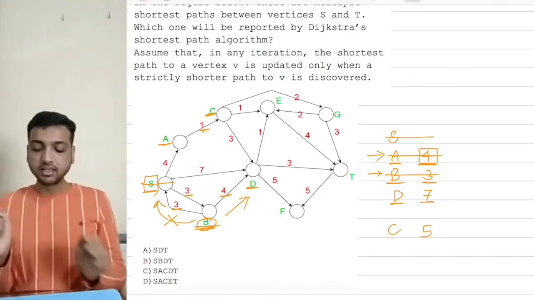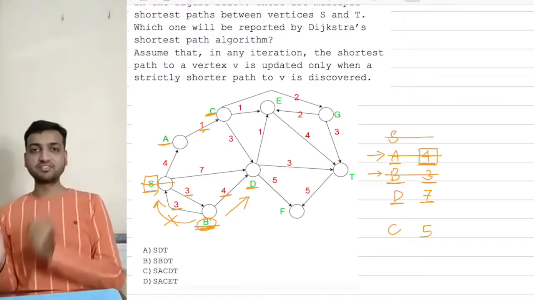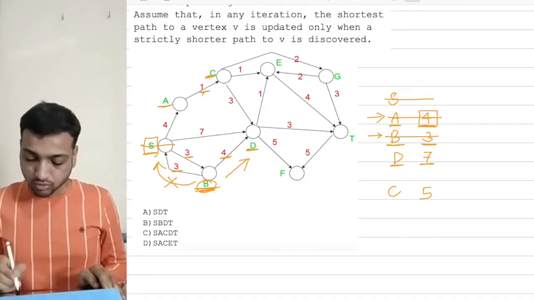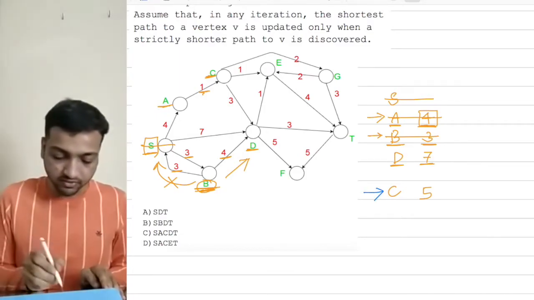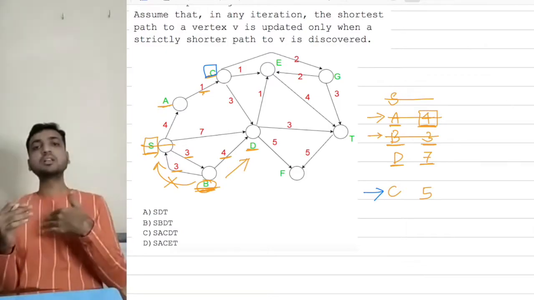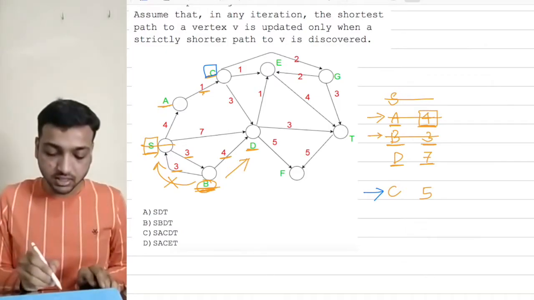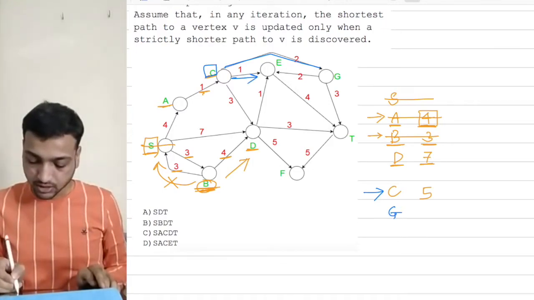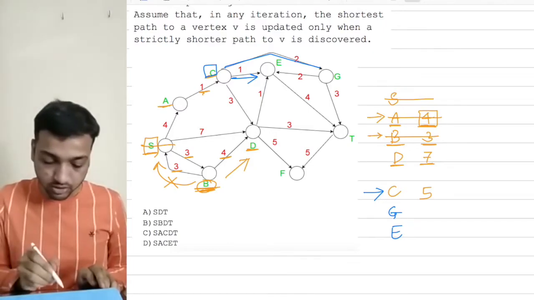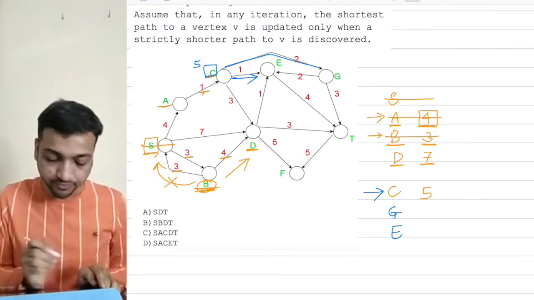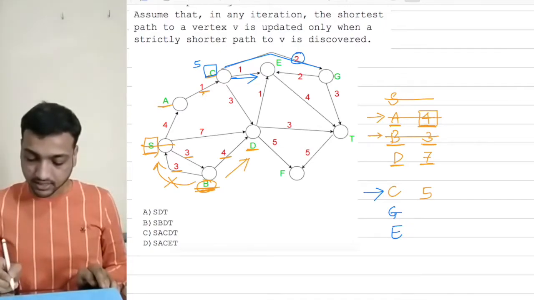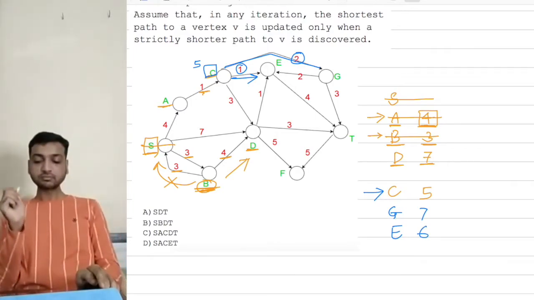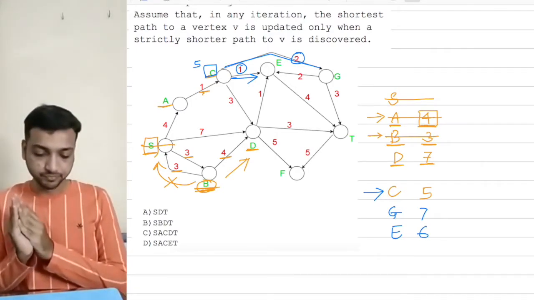Now again in the list we have two values, D and C, 7 and 5. So we choose the shortest one. Let me use a different color now. So we choose C. We go to C, and C is 5. Now when you're standing at C, what are the other vertices which you can visit? So from C you can go to G and you can go to E. So let me make a note here, G and E, and it will be how much? It will be C's weight. C's weight is 5. So 5 plus 2 that is 7 for G, and 5 plus 1 that is 6 for E. So these are the two new vertices which are added.